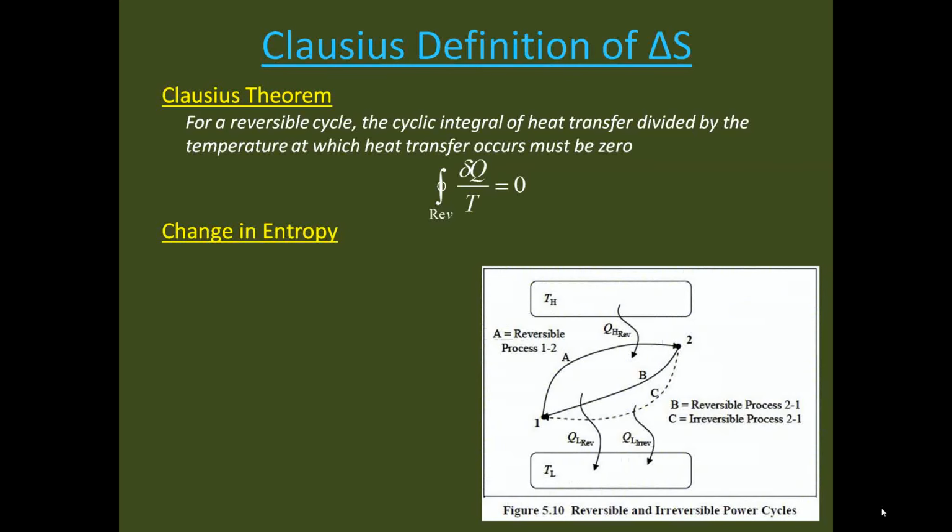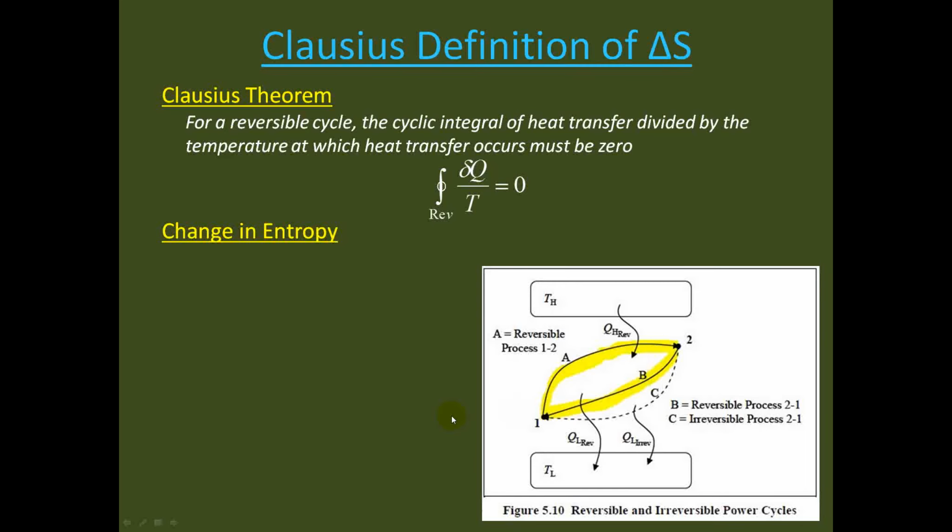Now for this diagram, we've got a couple of paths here, A, B, and C. We're just going to focus on A and B, the reversible paths. So we're going to analyze a process, or a cycle, that goes from 1, goes along path A to point 2, then goes along path B back to point 1.